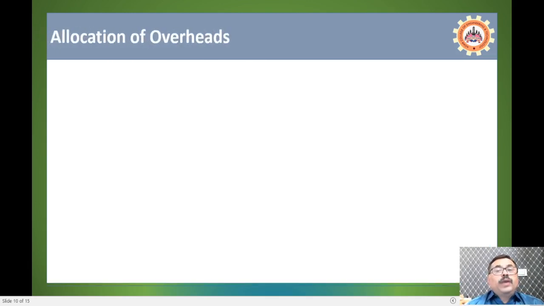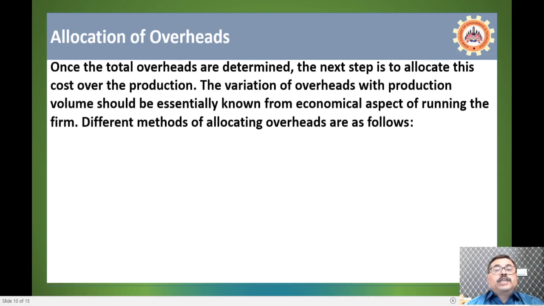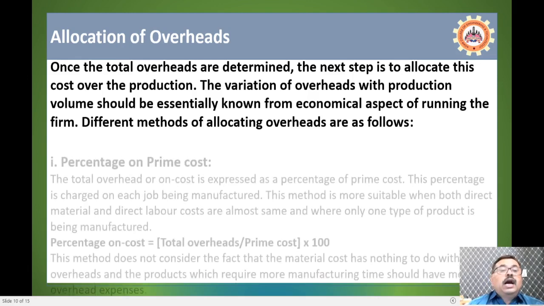Allocation of overheads, because overheads play an important role in pricing the component. Once the total overheads are determined, the next step is to allocate this cost over the production. The variation of overheads with the production volume should be essentially known as the economical aspect of running the firm or the organization. Different methods of allocating the overheads are as follows.